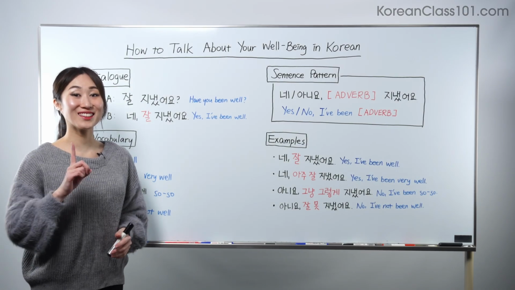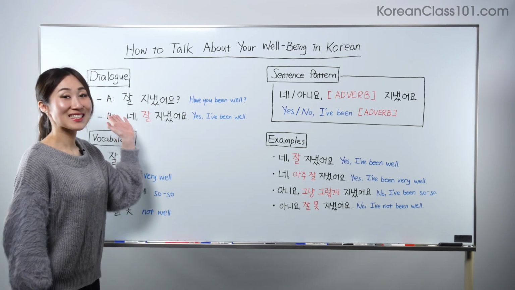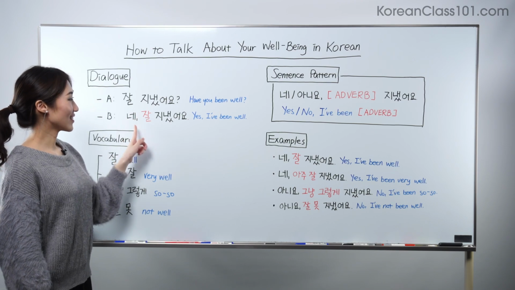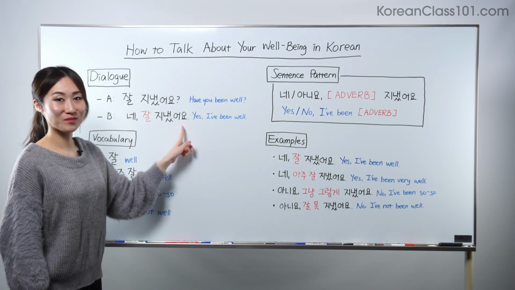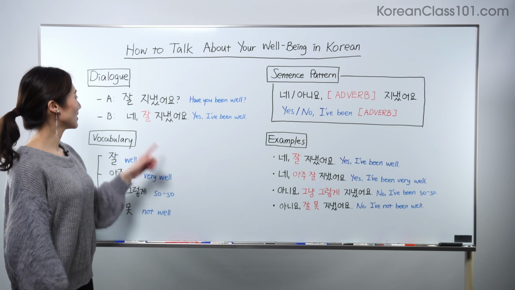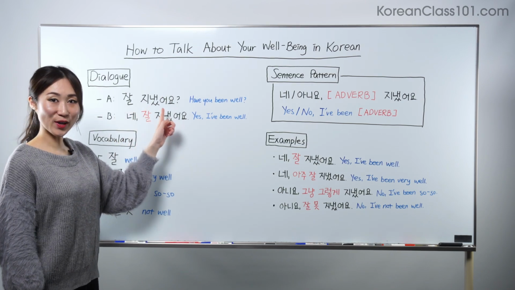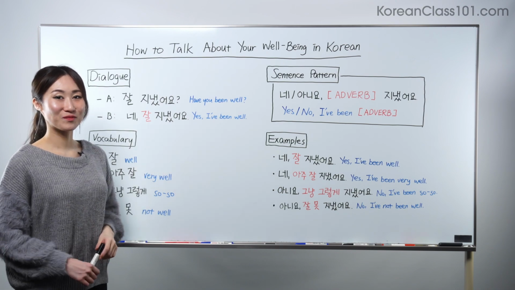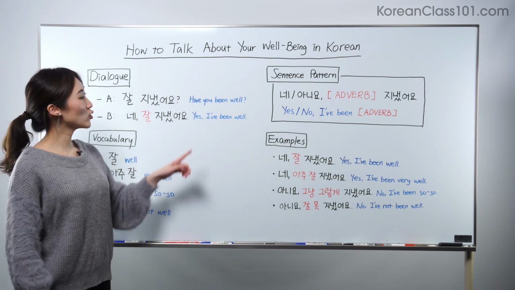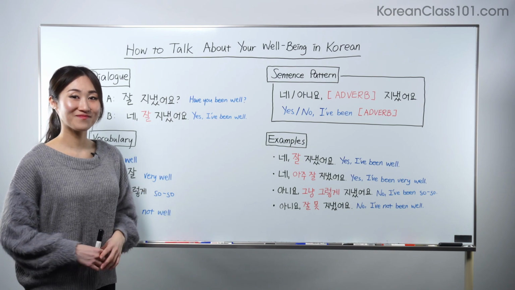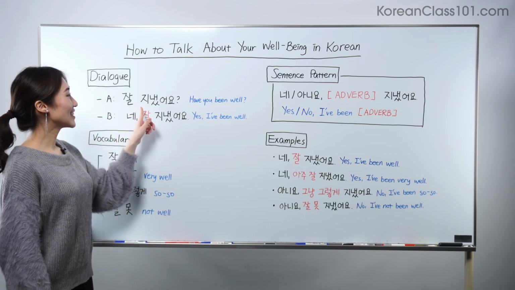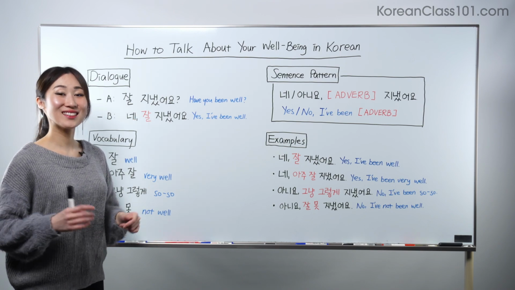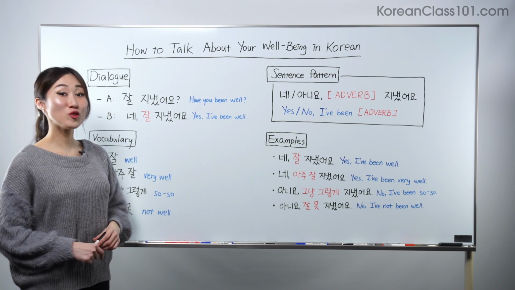Okay, so let's look at the dialogue. 잘 지냈어요? 네, 잘 지냈어요. Listen one more time. 잘 지냈어요? 네, 잘 지냈어요. It's a very common way to ask, have you been well? 잘 지냈어요? Have you been well?